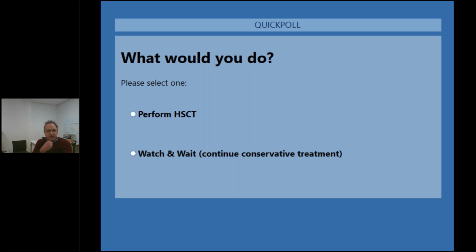And I presume you're now trying to vote, eh? Yes, people are voting right now. Let's wait a bit. So would you, at this stage, perform a transplantation, or wait and see and keep on with this conservative treatment and try to keep her as stable as possible? This is probably not a very easy decision at this stage.